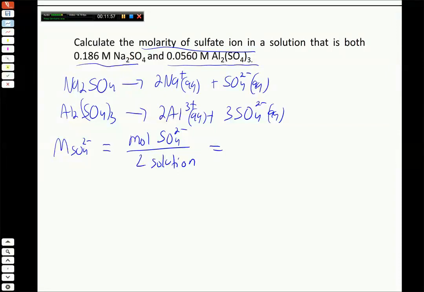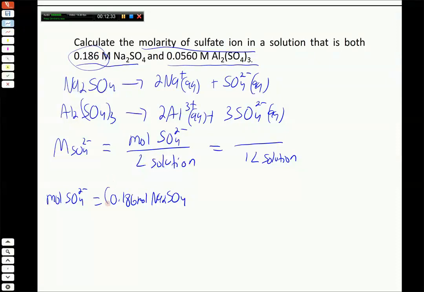And I'm going to assume 1 liter, because if we have 1 liter of solution, then the molarity tells us the moles of each solute that we have. So if we assume 1 liter of solution, all we have to do is find the moles of sulfate in 1 liter of solution, then that'll give us the molarity. So to do that then, if we have 1 liter solution, we're going to have 0.186 moles of sodium sulfate in that solution. So 1 liter would have that many moles of sodium sulfate.